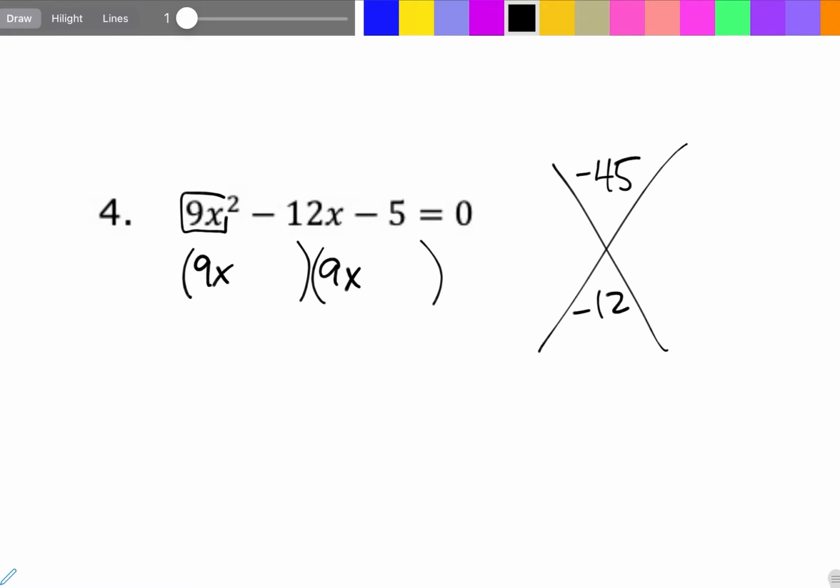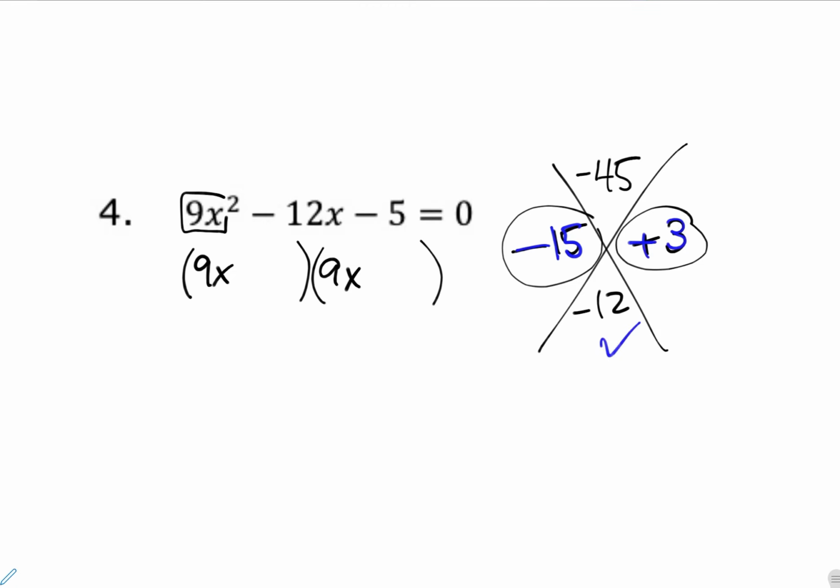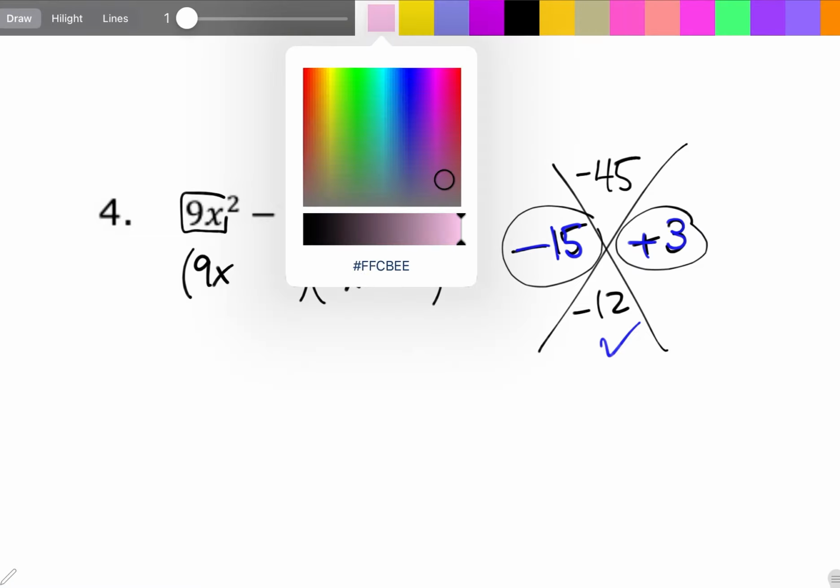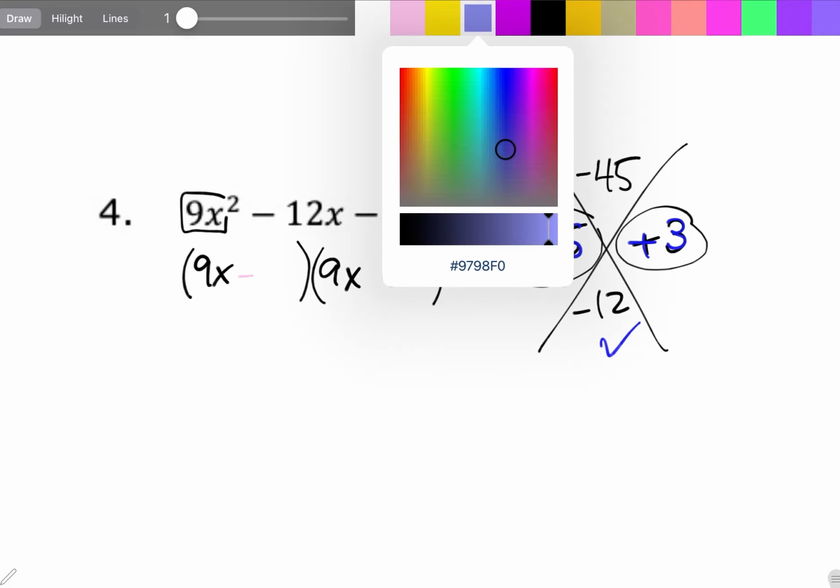The only way that you can multiply to a negative number is a negative times a positive. And is it 1 and 45? No. Is it 3 and 15? Yep, it is 3 and 15. Negative 15 and positive 3. These are the 2 numbers that would satisfy the situation. Negative 15 plus 3 is negative 12. Negative 15 times 3 is negative 45. So these are the 2 numbers. Now we put these 2 numbers inside the parentheses. Oops, where's that color? Where did it go?